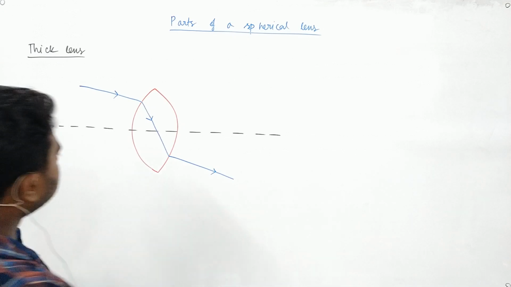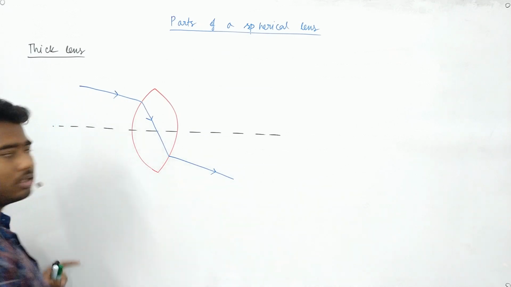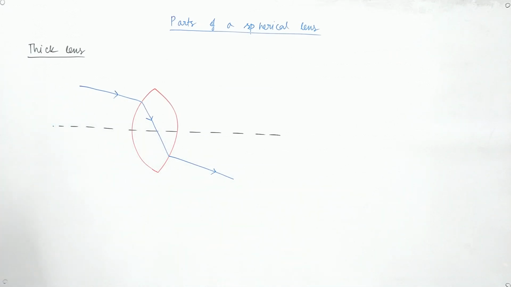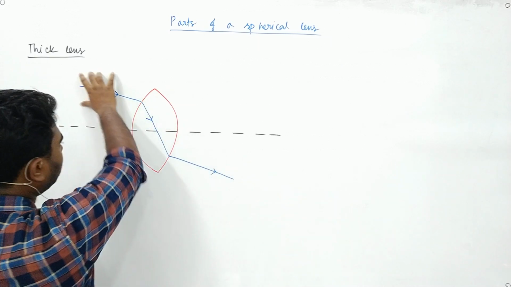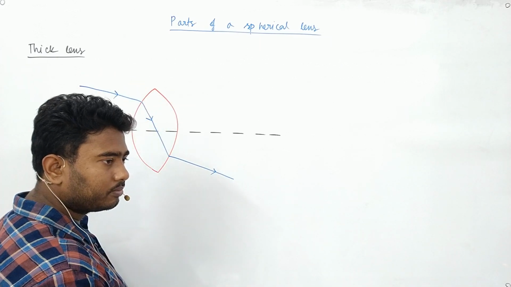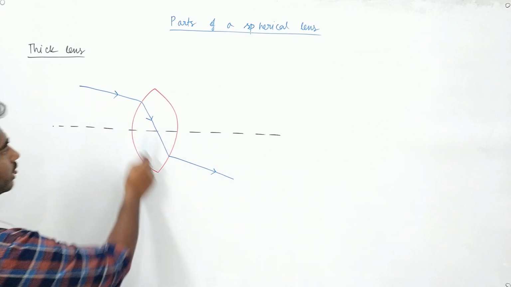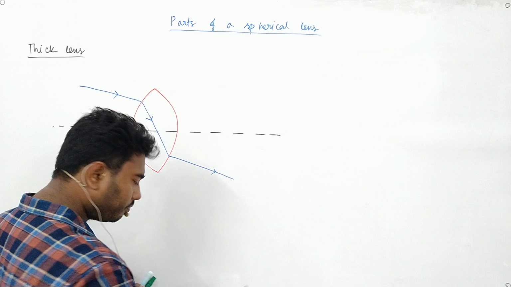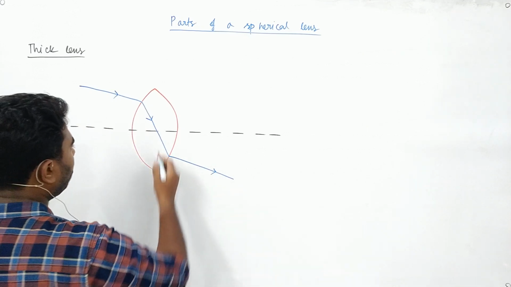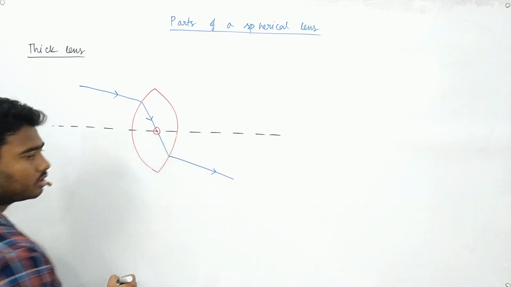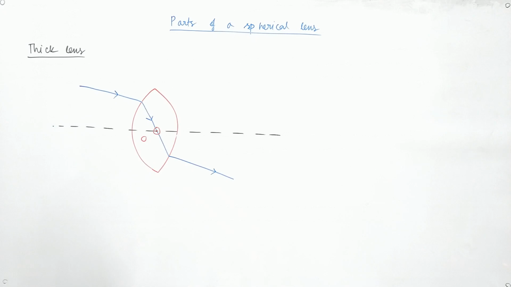So what is happening is that the incident ray and the emergent ray are parallel to each other. Okay, then if these two rays are parallel to each other, then the point on the principal axis from where the light ray passes is known as optical center.